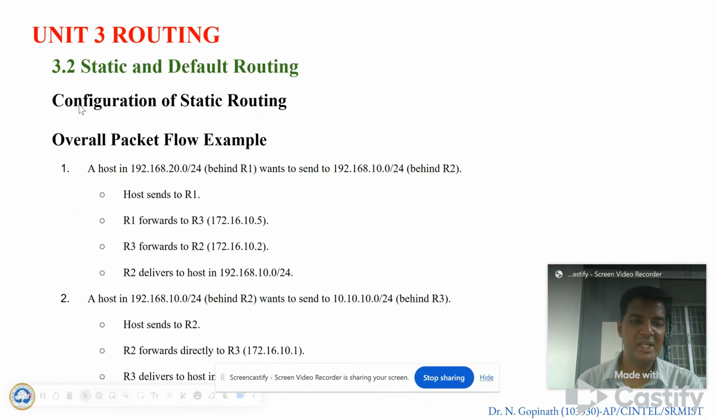So, the overall packet flow example. Let us say a host in 192.168.20.0/24, that is behind R1, wants to send a packet to R2. The host sends to R1, R1 forwards to R3, R3 forwards the same to R2, and R2 delivers to the host in 192.168.10.0/24. And the second one: a host behind R2 wants to send a packet to R3. The host sends to R2, R2 forwards directly to R3, and R3 delivers to its host machine.